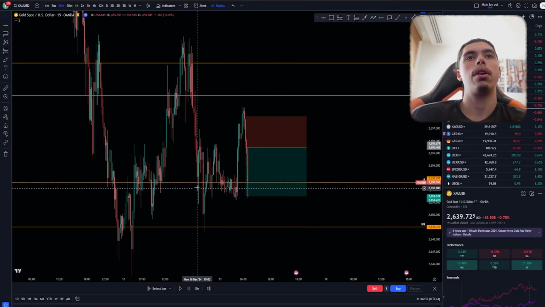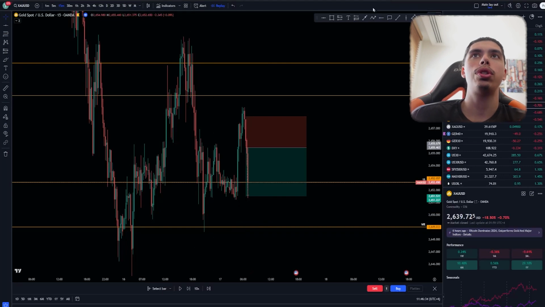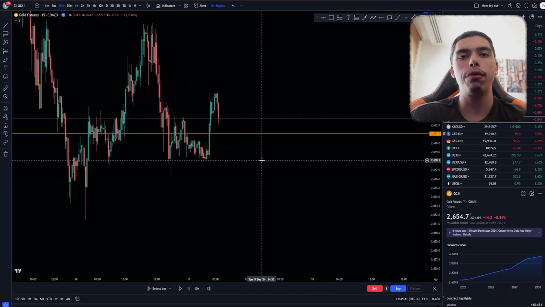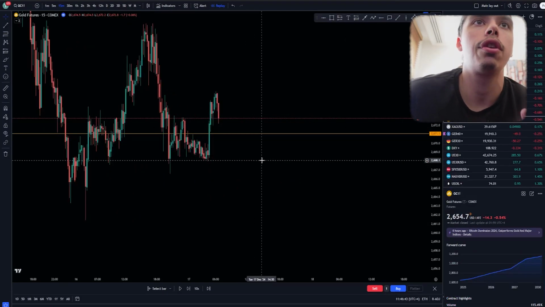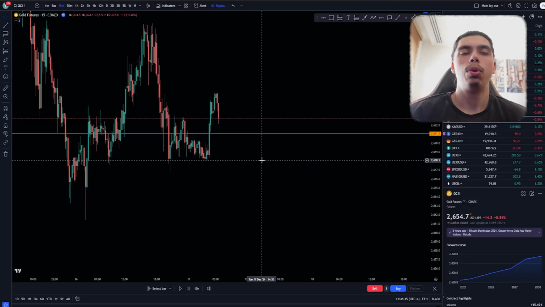So going forward here, this is one of my setups. If we go see on GC1, which is the gold futures chart, you can see that setup is present there on the futures chart. So if you were focusing on the futures chart, then this would be a valid trade.